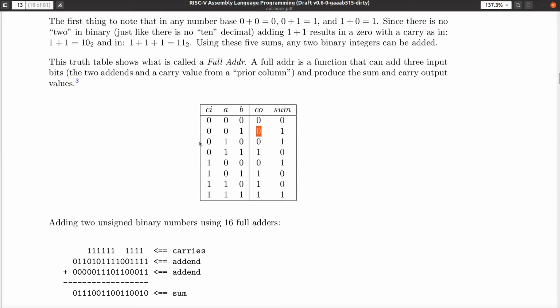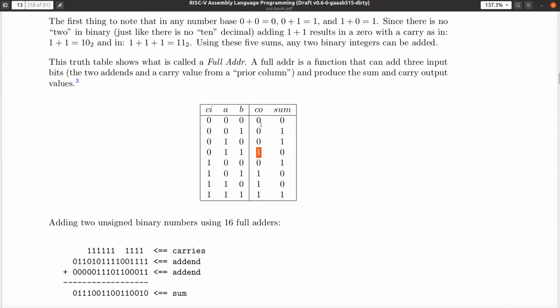No. Okay. What about 0 plus 1 plus 0? It's the same thing, but a different combination. I get a 1 with no carry. No problem. What do I got? 0 plus 1 plus 1. Well, we already talked about that. That value in decimal would be a 2. We don't have a 2 digit in binary. So what we end up with is 0 with a carry.